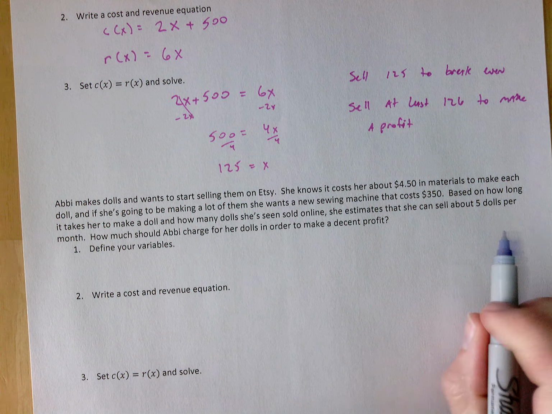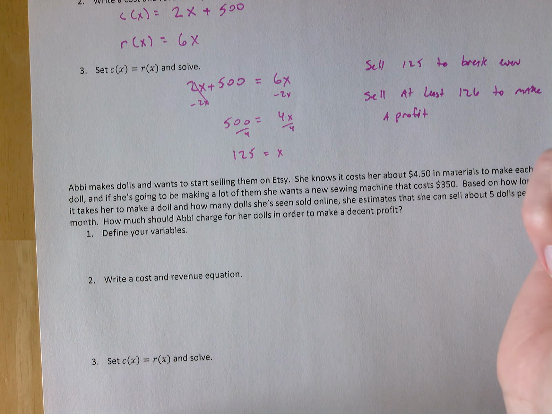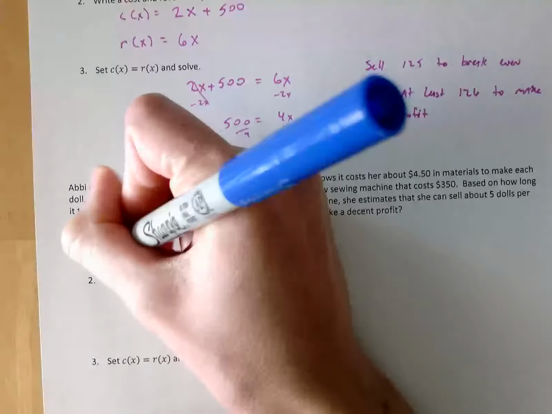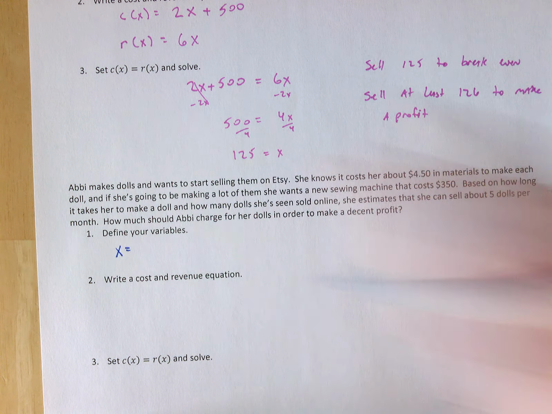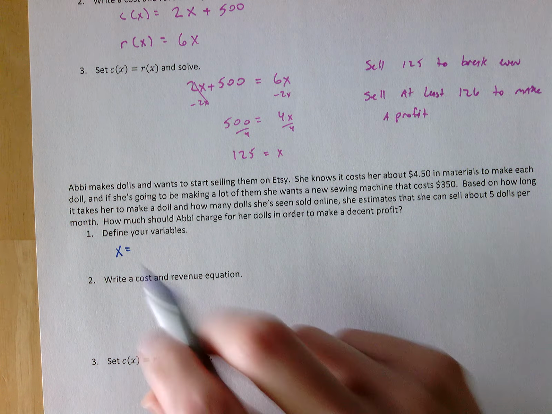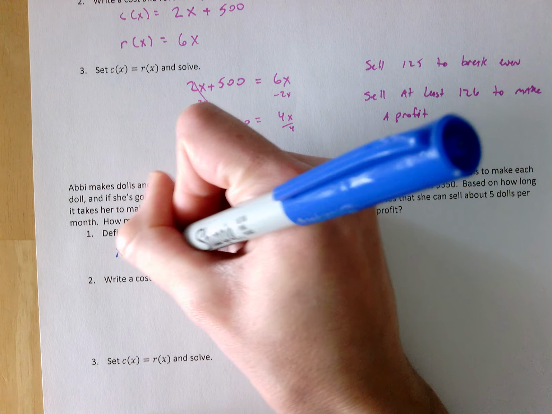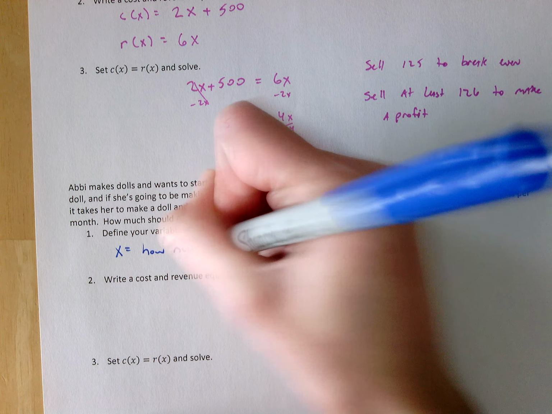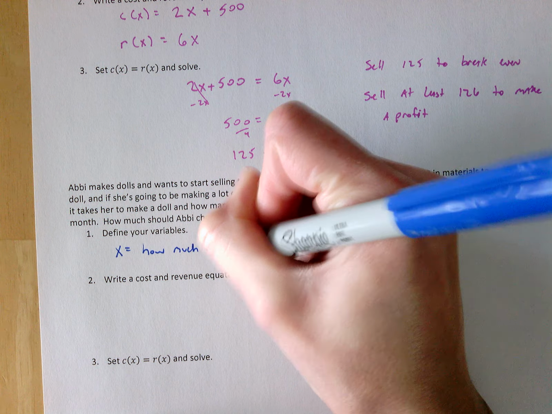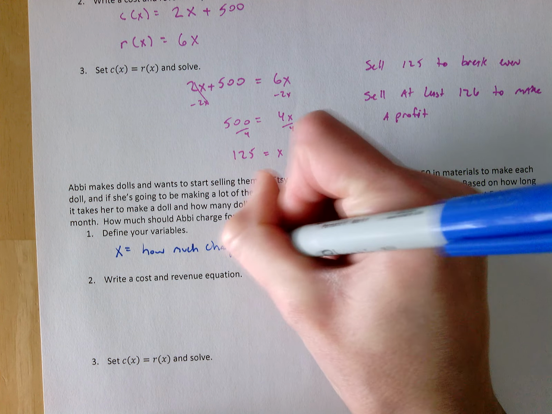I'm not going to use X for the number of dolls. I'm going to use, let's see. No, I guess I'll stick with X. I was thinking about using a different letter, but I was going to use P for price, but we're already using that for profit, so it doesn't work out. So I'm going to use X. X is going to be how much she charges per doll. Okay, that is the thing that I'm actually looking for here.